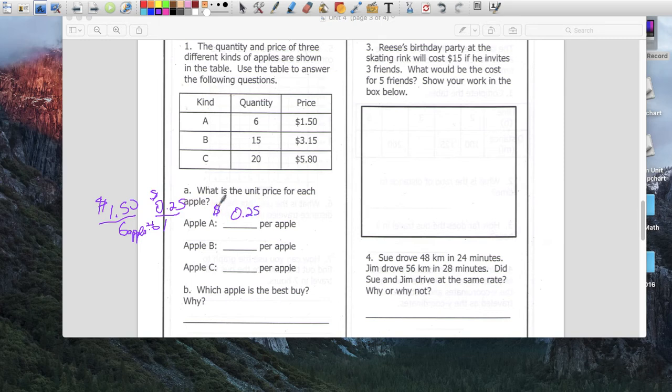Kind B, I'm sorry. You paid $3.15 for 15 apples. So you want to change this to 1 apple, right? Because that's what unit rate is. You're comparing it to 1 item. It's divided by 15, so I'm dividing top and bottom by 15. $3.15 divided by 15 gets you 21 cents.